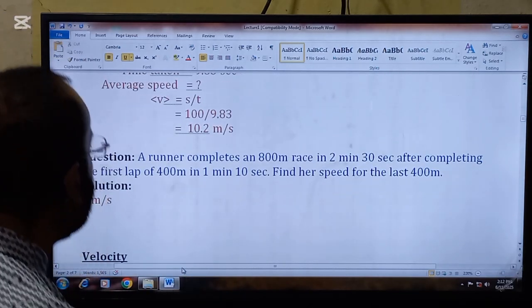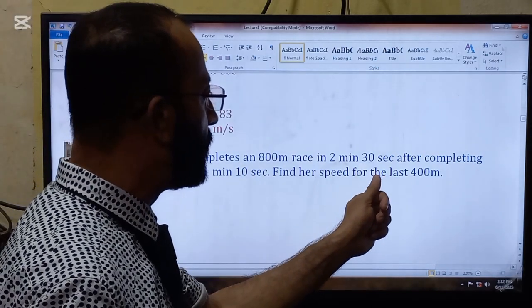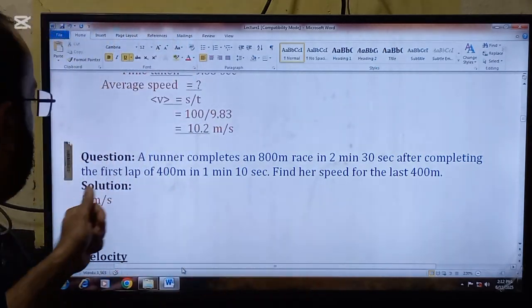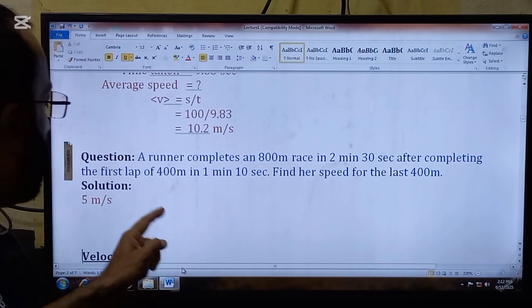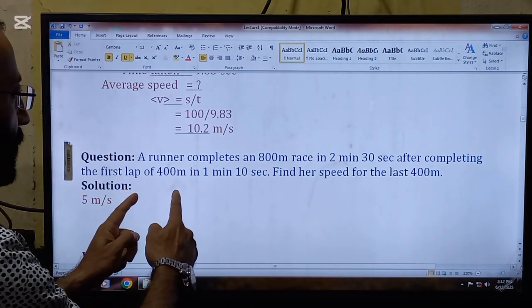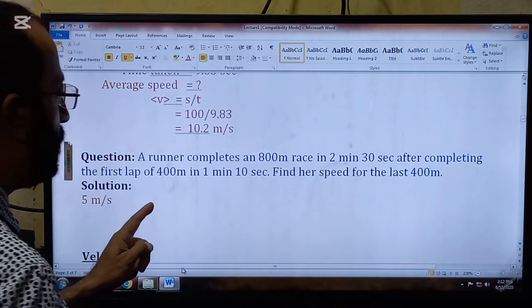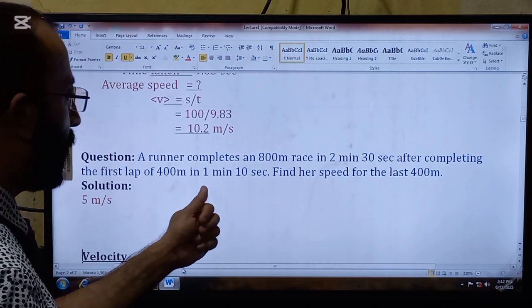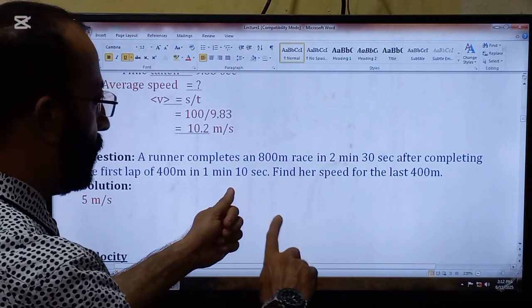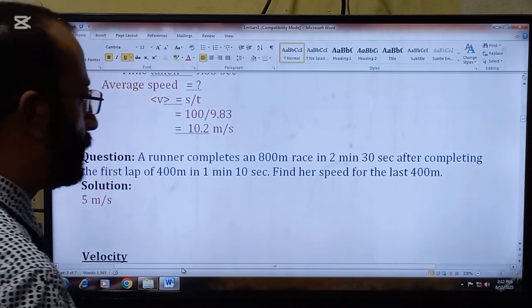And another question is here. A runner completes an 800 meter race in 2 minutes 30 seconds after completing the first lap of 400 meter in 1 minute 10 seconds. So if the first lap is 400 meter, the second lap will also be 400 meter because the total distance is 800, and the first lap took 1 minute 10 seconds. So there is 1 minute 20 seconds for the second lap.